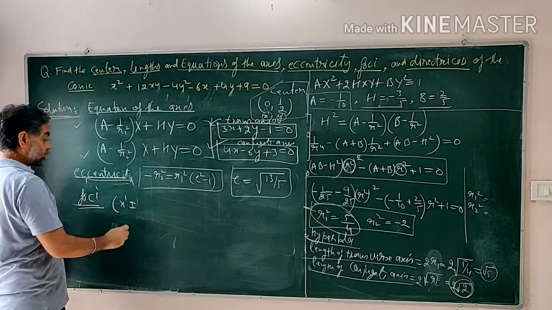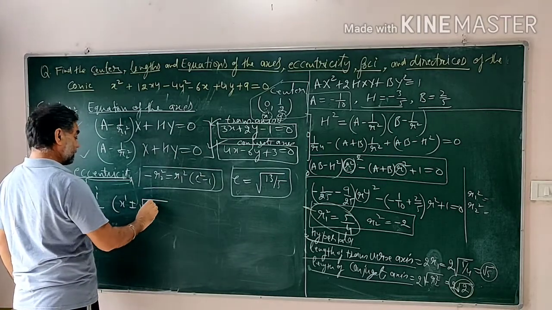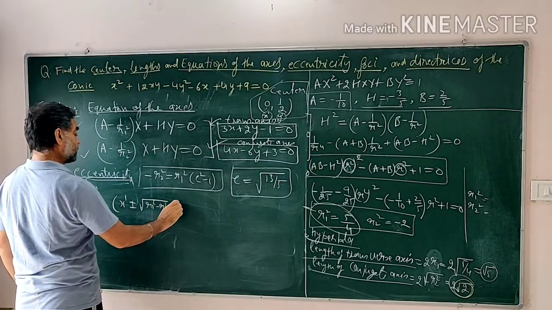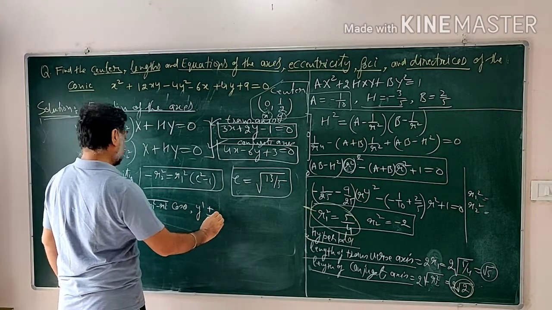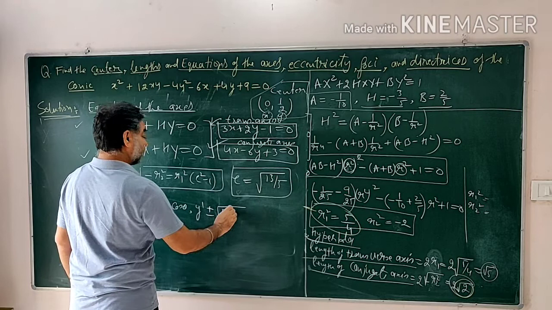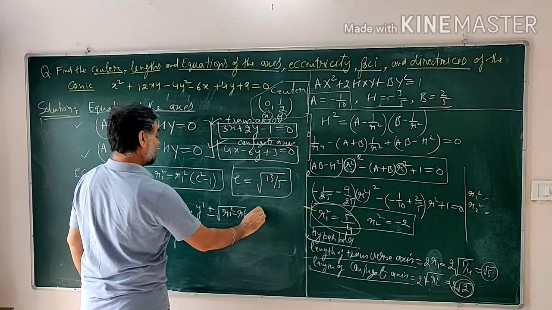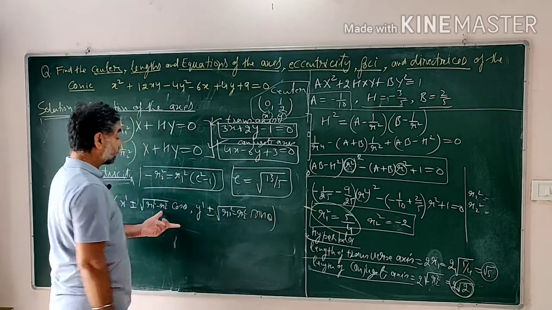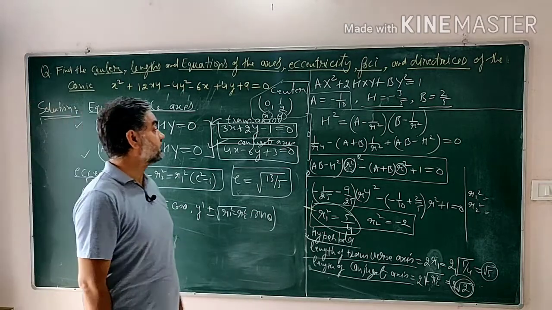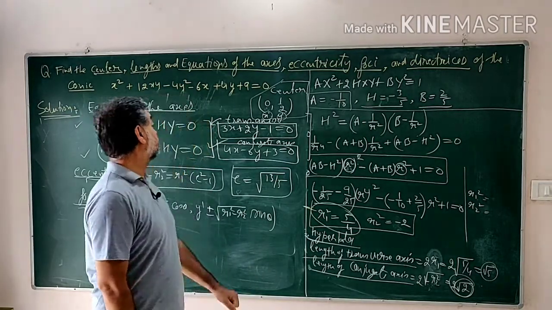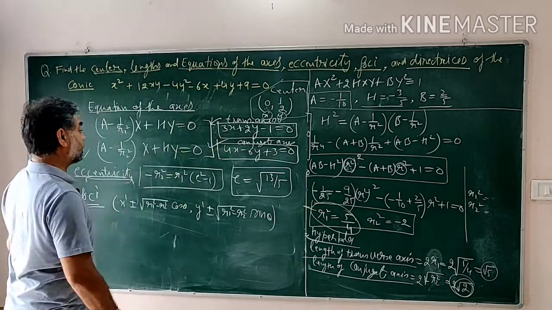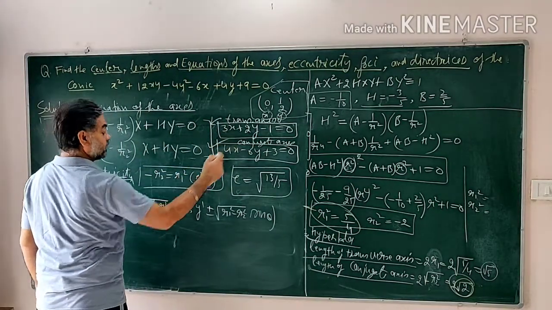So x dash plus minus root of r1 square minus r2 square cos theta, and y dash plus minus root of r1 square minus r2 square sin theta. What are cos theta and sin theta? Cos theta and sin theta are found from the slope of the transverse axis. The slope of the transverse axis is minus 3 by 2.